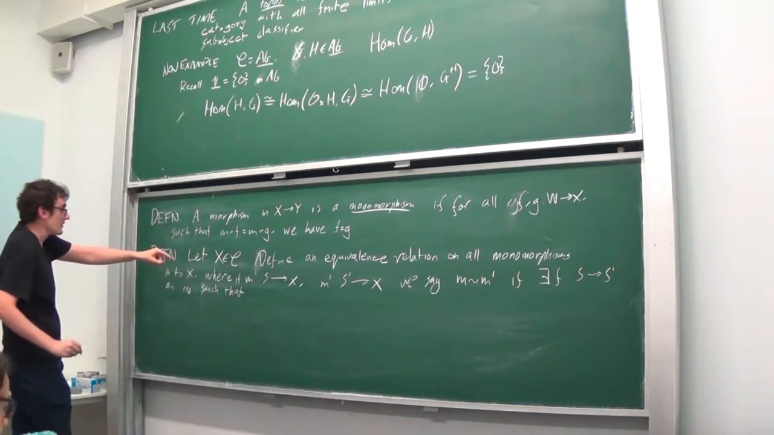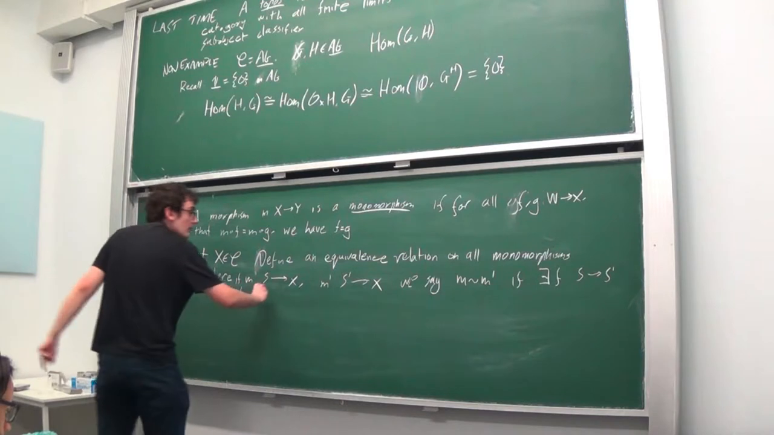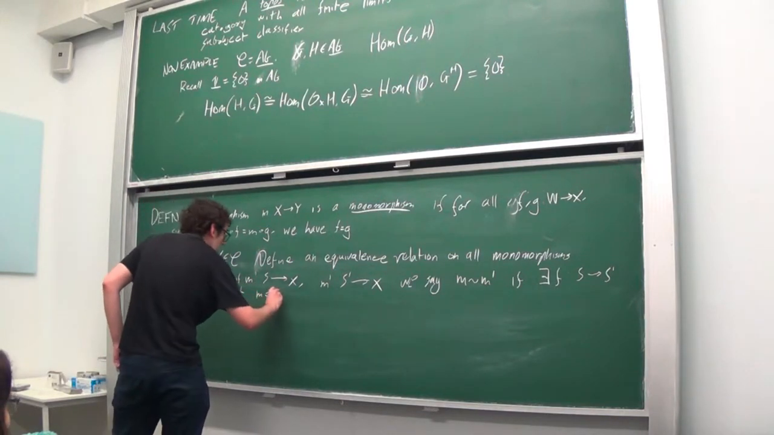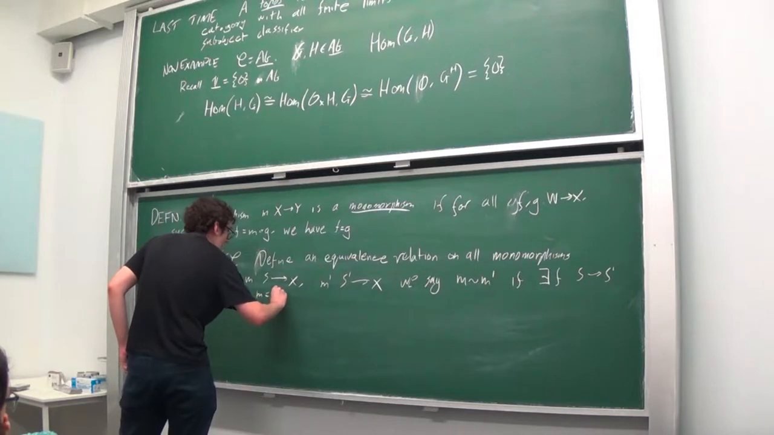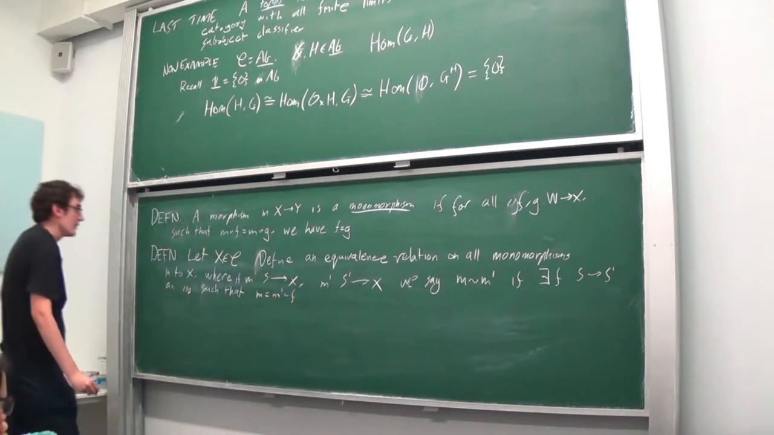So what do we want? We want S from S prime, so M is equal to M prime followed by F. That's right.